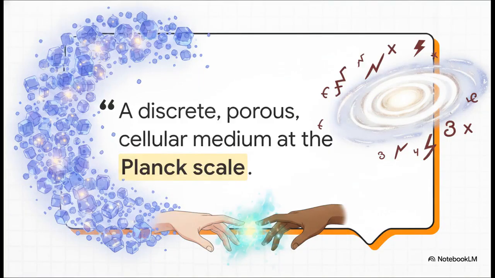To quote the source material directly here, this framework envisions reality as a discrete, porous, cellular medium at the Planck scale. Now, why does this matter so much? Because this exact physical sponginess provides what physicists call a natural ultraviolet cutoff. Remember those crazy mathematical infinities I just mentioned that plague quantum gravity? Well, this physical limitation, this porous cellular boundary, it naturally tames those mathematical divergences. It finally allows the math of the very big and the very small to speak the exact same language.